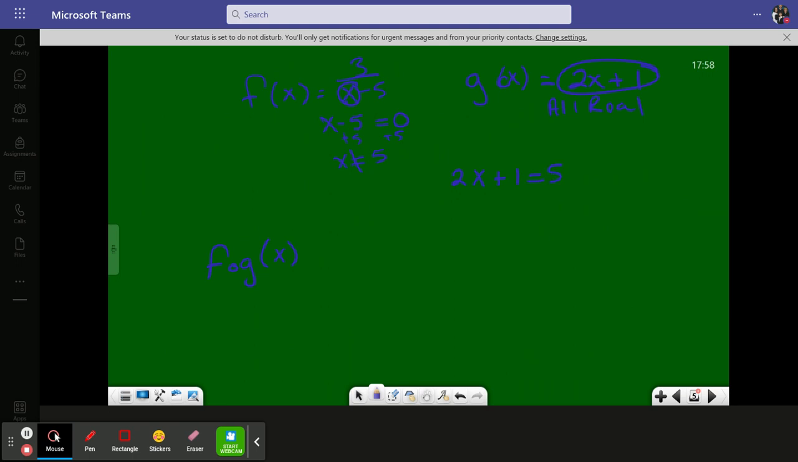So I've got to find out what number would turn that into a 5. Just like I had to set that equal to 0, I've got to set it equal to 5. So minus the 1, 2x equals 4, divide by that 2, and x equals 2. So my domain for f of g of x is going to be the set of x such that x does not equal 2. It's not going to equal 2.